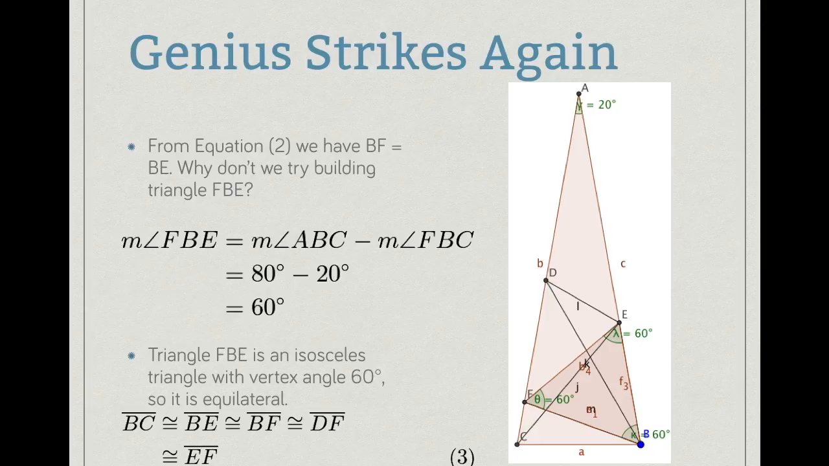I will leave this fact to you, this theorem to prove: that if an isosceles triangle has vertex angle 60 degrees, it must be an equilateral triangle. And now on to the mouthful of equation 3. Segment BC is congruent to segment BE, which is congruent to segment BF, which is congruent to segment DF, which is congruent to segment EF.